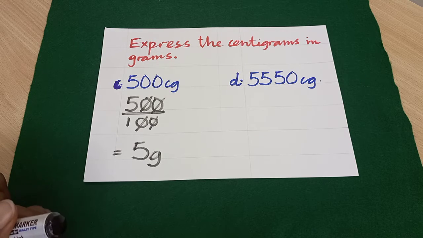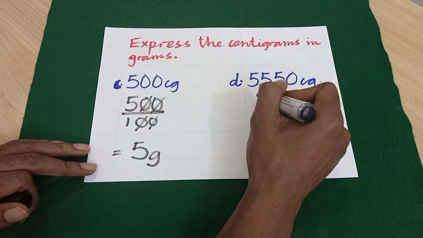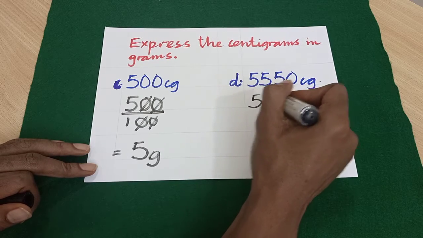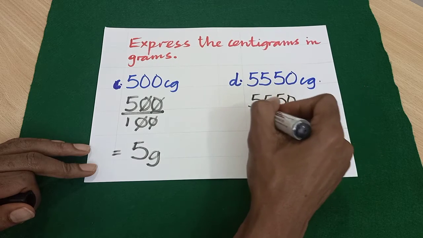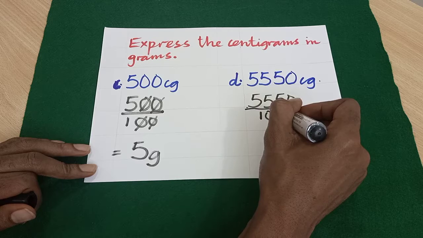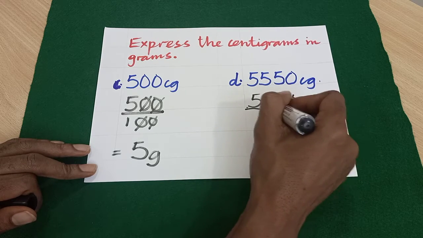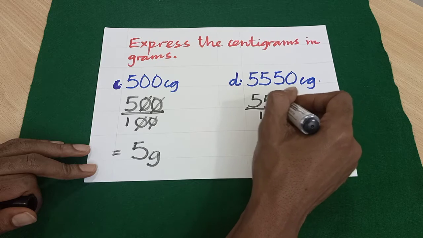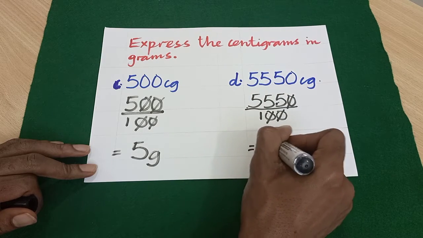5,550 centigrams. Converting it to grams, we are still going to be dividing by 100. So this is going to be 5,550 divided by 100. You take away 2 zeros. Now there is only one 0 to take away here, so to take away the other 0 means to introduce a decimal point. So this is going to be what?